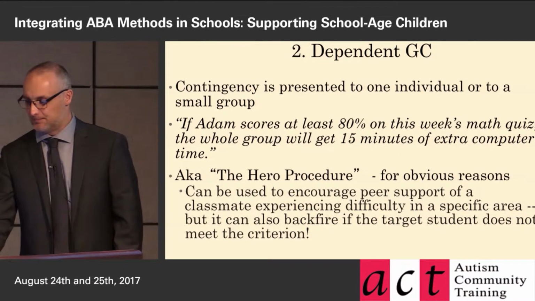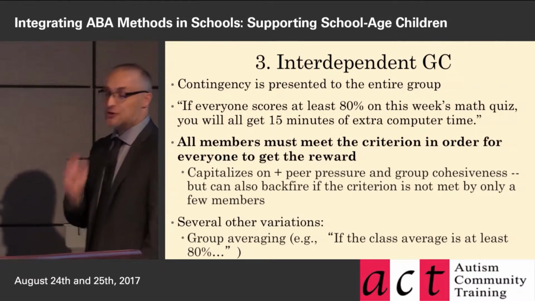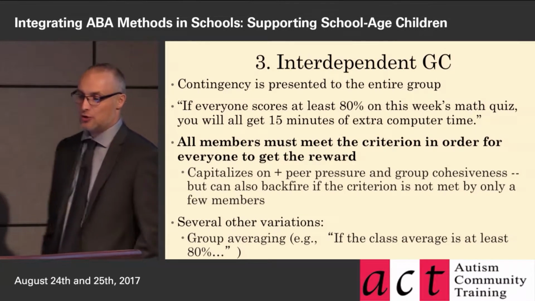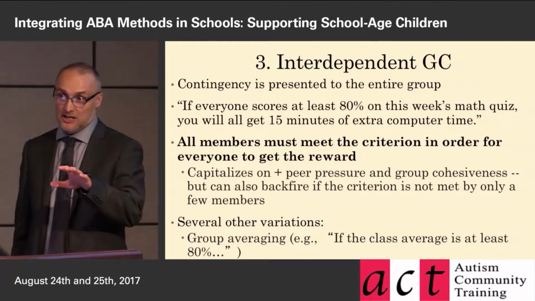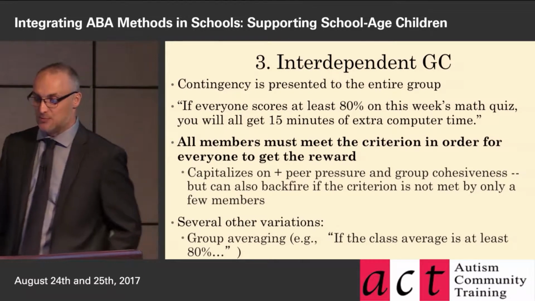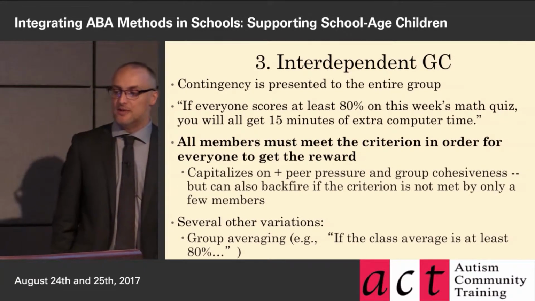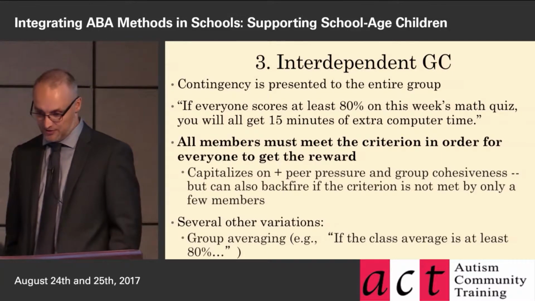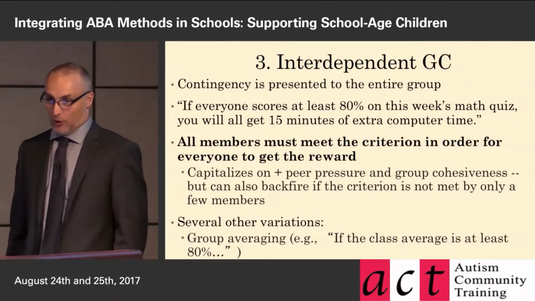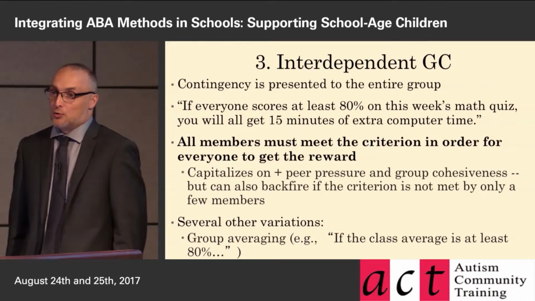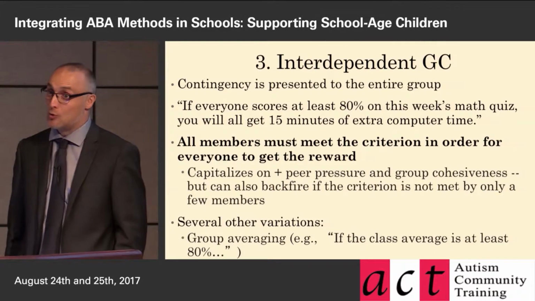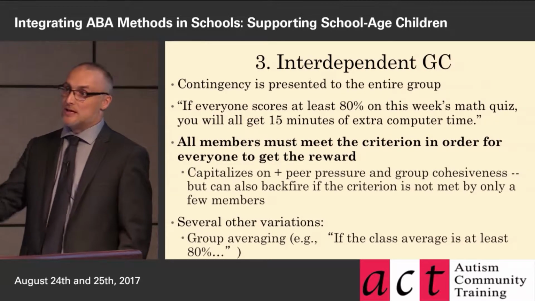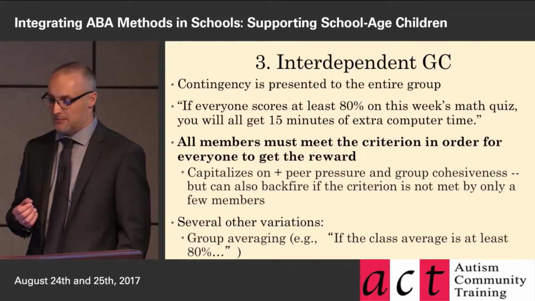And then finally, interdependent group contingencies, presented to the entire group. If everyone scores at least, so it's not independent, right? Not up to each of you, it's all together. If everyone scores at least 80% on this week's math quiz, you'll get 15 minutes of extra computer time. So all members must meet the criterion to get the reward. And again, it capitalizes on group cohesion, positive peer pressure. Okay, we literally are all a team. We need to work together because we earn it or we lose it together. So let's help the weakest of us in whatever the subject happens to be.